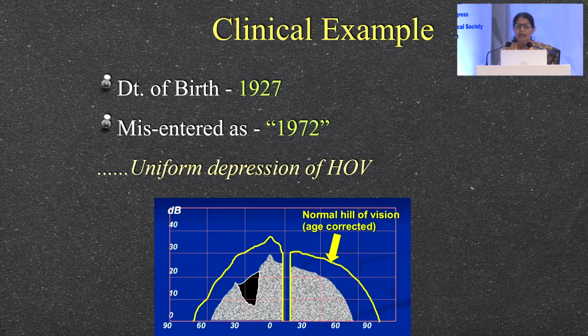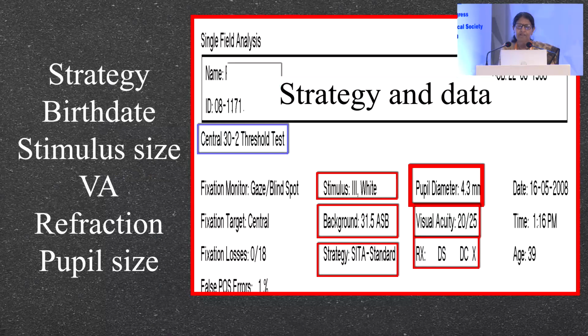Instead of putting the 1927 patient's date, if it is misentered as 1972, the visual field of the old person will be compared to the young person, and it will show you a uniform depression of the hill of vision. The strategies are very important. Usually, by default, we use the size 3 stimulus, unless it is an advanced case of glaucoma, where you can use the size 5. And the visual acuity should always be mentioned, and the refractive error also. And the pupil size is also very important.